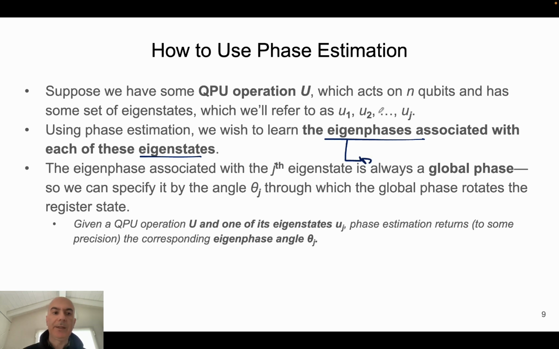It's important to note that the eigenphase associated with the jth eigenstate is always a global phase. It's not a relative phase. We saw, for instance, in the previous slides that the relative phase does not change, but the global phase will be impacted. So we can specify by the angle theta j through which the global phase rotates in the register state. To summarize, given a QPU operation U and one of its eigenstates Uj, the phase estimation quantum computing primitive returns, to some precision, the corresponding eigenphase angle theta j. This is the last slide of this lecture, and talk to you soon.